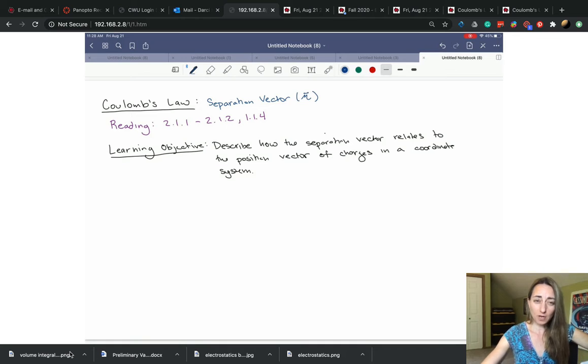Chapter 1 in the book is all about math, right? Some advanced math you're going to use in this class. So we're going to skip back there as we need to. And 1.1.4 is a chapter that might be useful for you to review. It's about position vectors and some of the vector addition and subtraction that you guys have learned but maybe haven't done in a while. Okay, so in this particular video, I'm going to describe how the separation vector relates to the position vector of charges in a coordinate system.